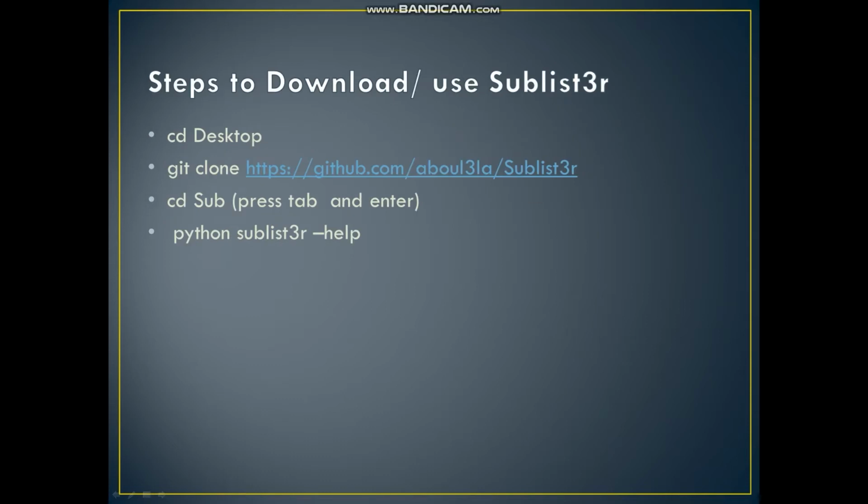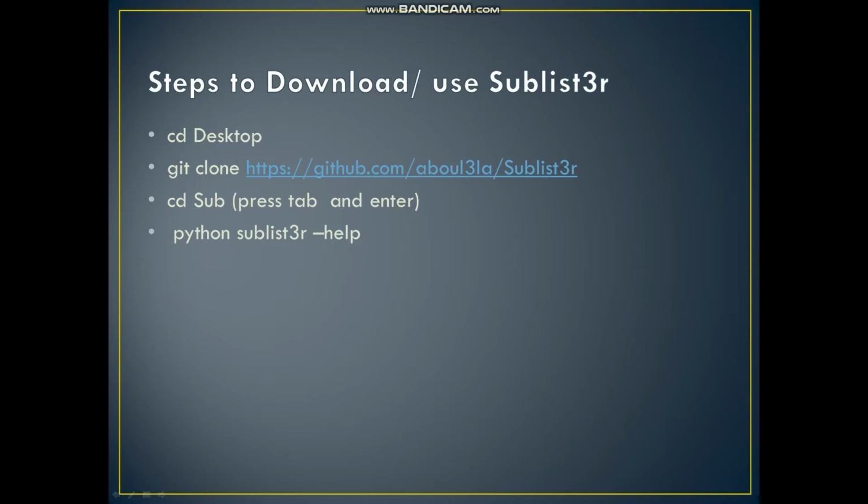The steps to download are similar to the host header brute forcer. Just go to cd Desktop. After that, just git clone the URL. If you want the URL, you can just search Sublist3r on Google, and it will show up. The first link which pops up, you need to copy that link and just paste it over here.